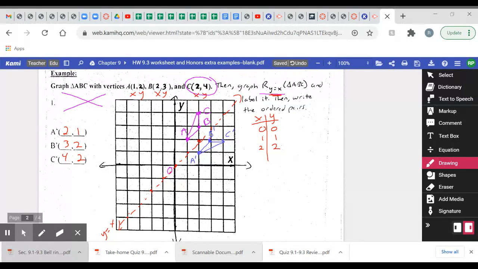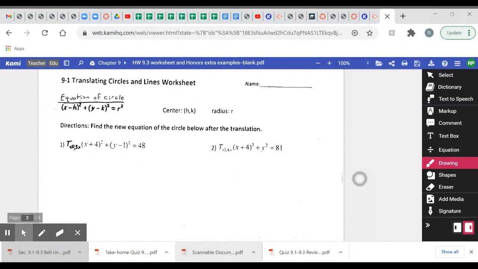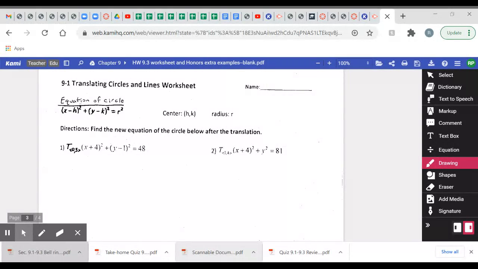Again, my red line looks a little bit off from my points, but I think you get the idea. Again, if you fold your paper along the line of reflection, you should see those points matching up. And we already have the ordered pairs filled in at this point. Okay, now on the next page, this is on translating circles and lines in a worksheet.